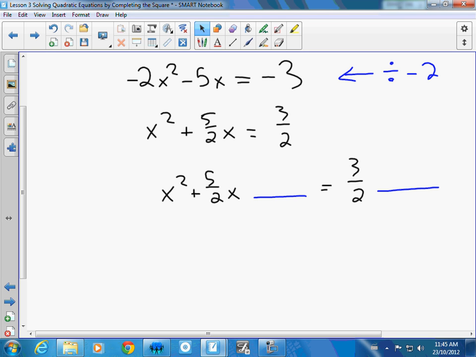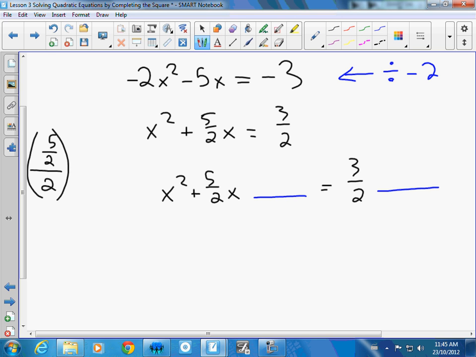Okay, now this is where it gets tricky. The last one was a number, an ugly number, right? We divided it by 2. This one's a fraction, and we're going to divide it by 2. The procedure's still the same. What number do you normally take to divide by 2 and then square? What's in front of the x? So 5 over 2. What are we going to normally do with that? Divide it by 2, and then take that number and square it. That looks ugly, doesn't it? People hate fractions over fractions.